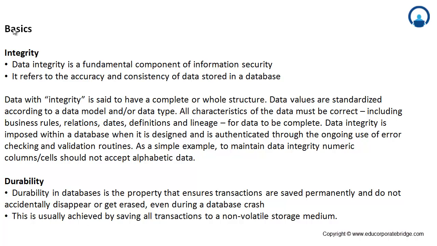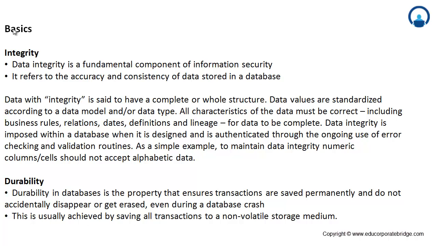All transactions of the data must be correct, including business rules, relations, dates, definitions, and lineage for data to be complete. Data integrity is imposed within a database when it is designed and is authenticated through the ongoing use of error checking and validation routines. As a simple example, to maintain data integrity, consider that numeric columns should not accept alphabetic data. In summary, integrity gives an assurance that your data should be of valid domain.